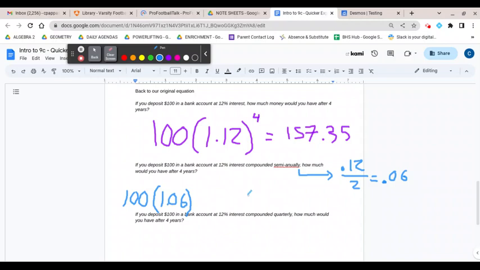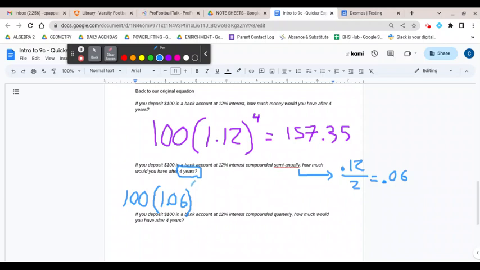Now, here's what changes, okay? So we're going after 4 years. However, the interest is compounded semi-annually. It's compounded twice a year. So we're not going to raise it to the fourth power anymore. We're going to raise it to the eighth power.